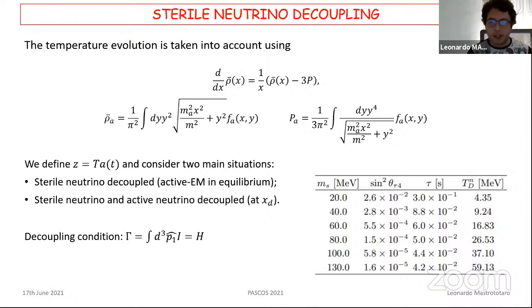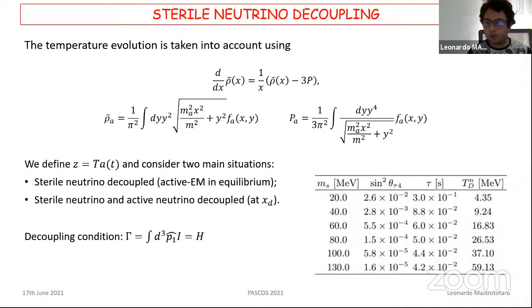The other thing to be tracked is the temperature evolution, to track the electromagnetic part. To do this, it's possible to use the energy continuity equation, where ρ is the comoving energy density and P is the comoving pressure. In this way, we have introduced a new variable, the Z variable, that depends on the temperature and on the scale factor of the universe.